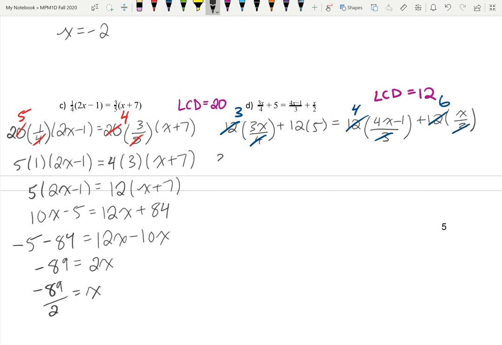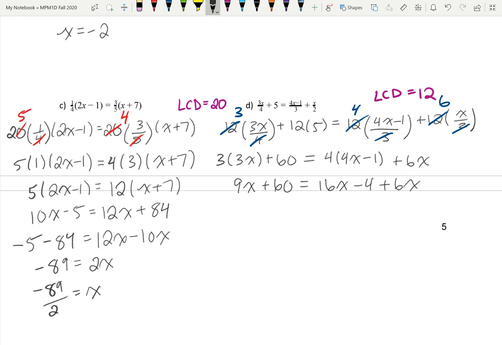So then my next line is 3 times 3x plus 12 times 5 is 60. I can just simplify that now. It is equal to 4 times 4x minus 1 plus 6x. 3 times 3x is 9x plus 60 is equal to 4 times 4x is 16x minus 4 plus 6x. Okay, so before I start moving values around, I'm just going to collect like terms on my right side and then simplify my right side.